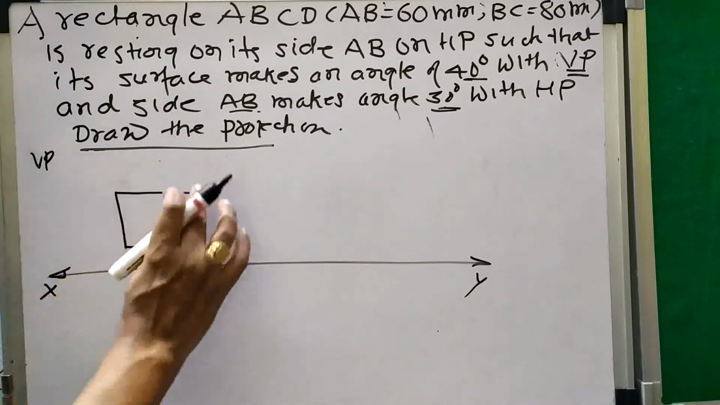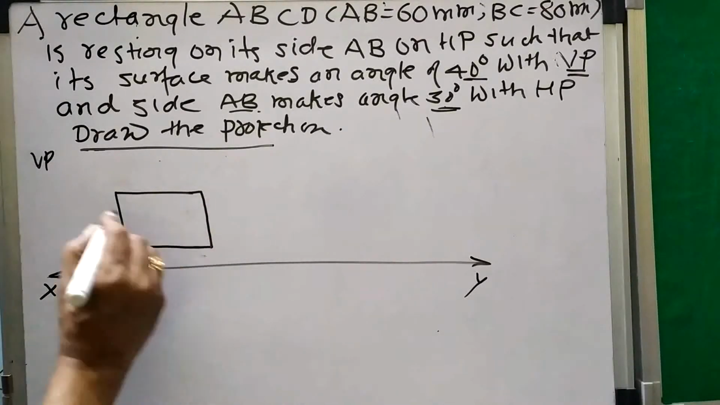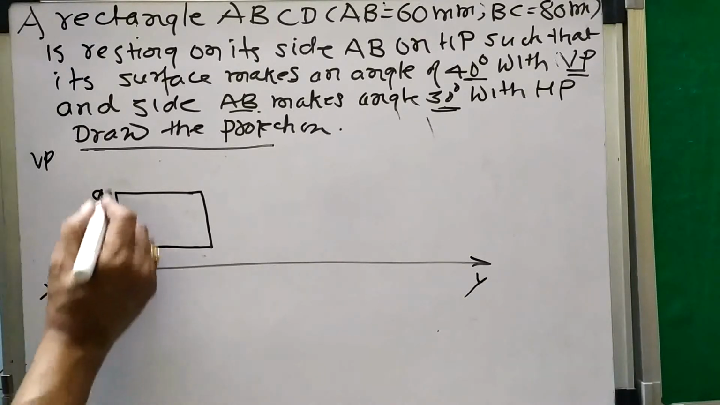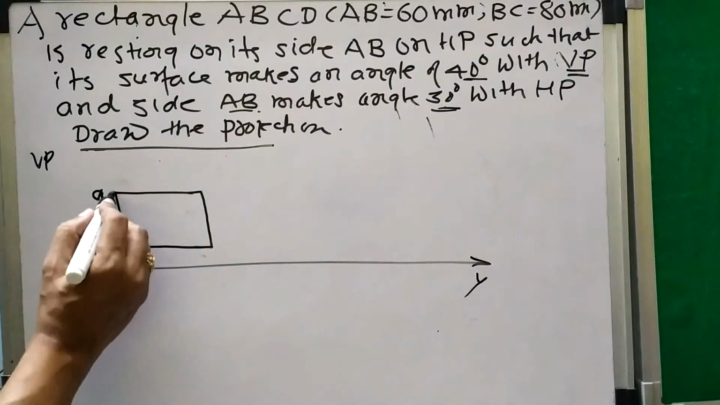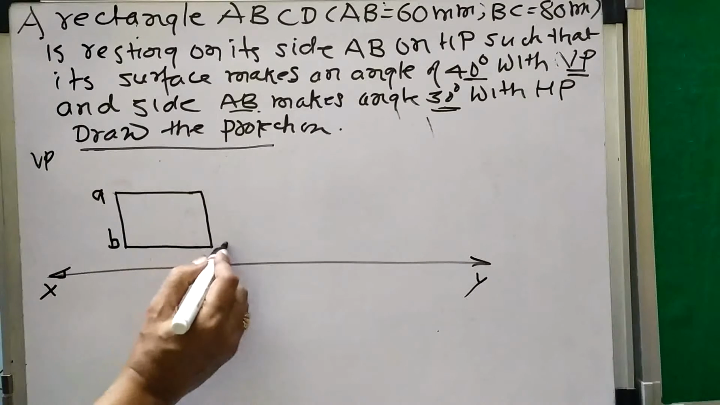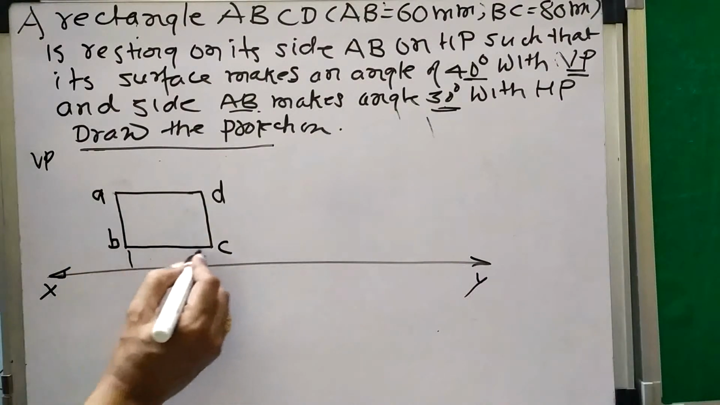So this will be A, taking the AB side perpendicular to XY, because it is the resting side. The resting side is always perpendicular to XY. So I will take this perpendicular to XY. So I will get AB, CD; this is the true shape, and then I will project it.